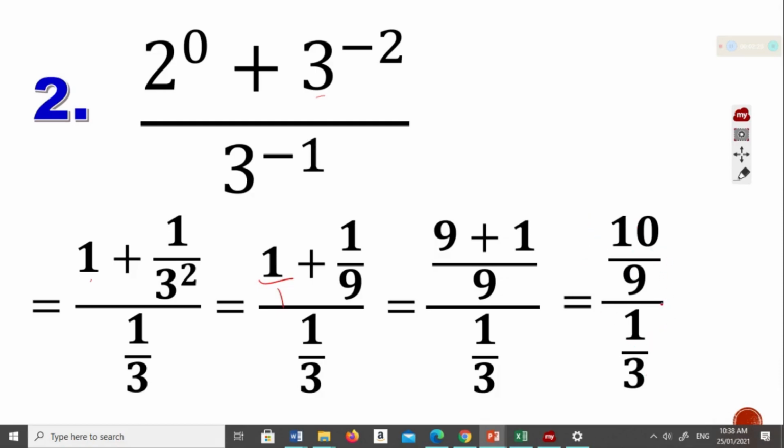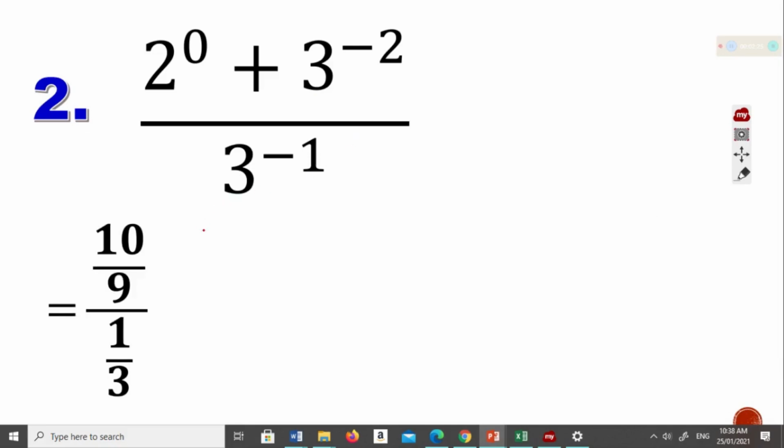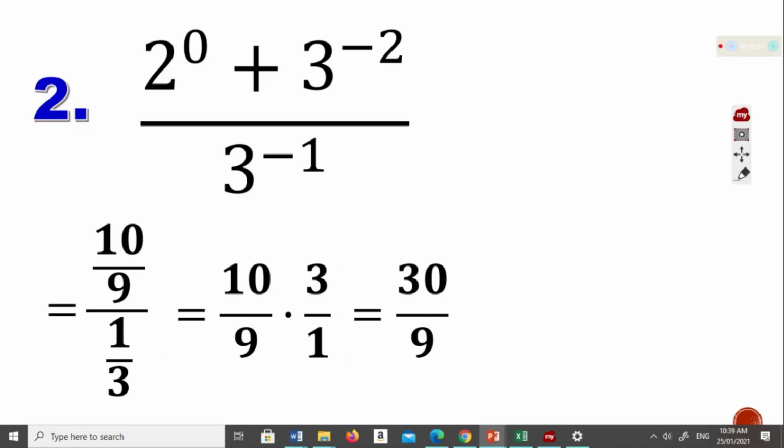Since we have here division of fractions, to divide fractions, multiply the numerator by the reciprocal of the denominator. So, 10 over 9 times reciprocal ng 1/3 ay 3 over 1. And in multiplication of fractions, numerator times numerator and denominator times denominator. So, 10 times 3 is 30 and 9 times 1 is 9. And do not forget to find the lowest term. So, the two numbers are divisible by 3. So, 30 divided by 3 is 10, and 9 divided by 3 is 3. So, the final answer is 10 over 3.